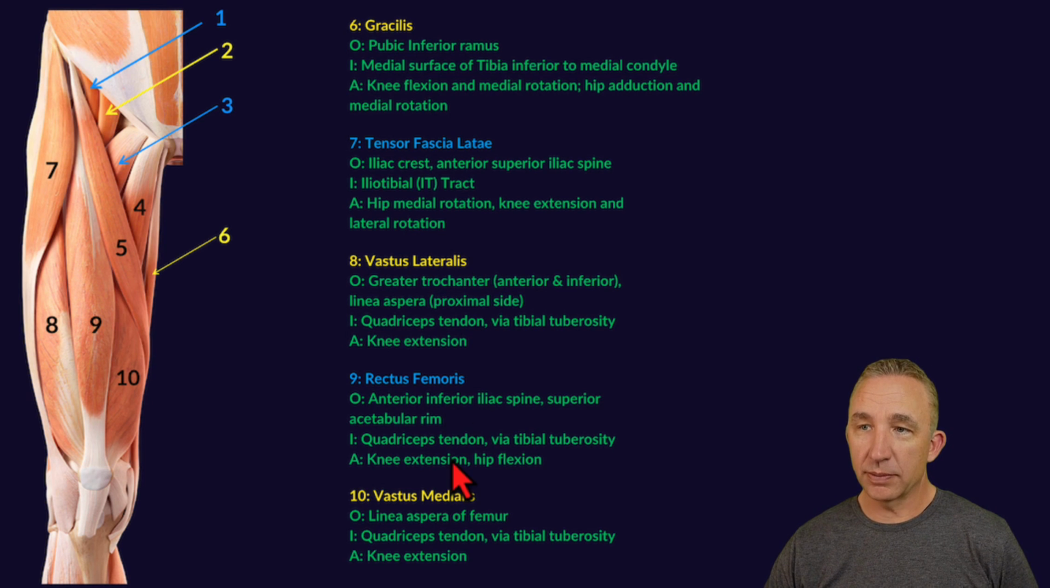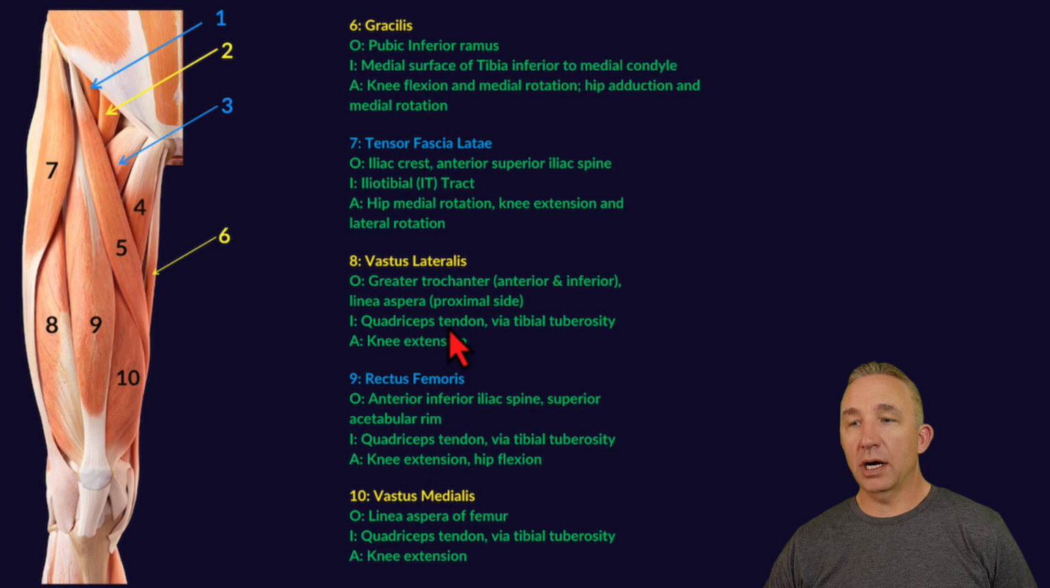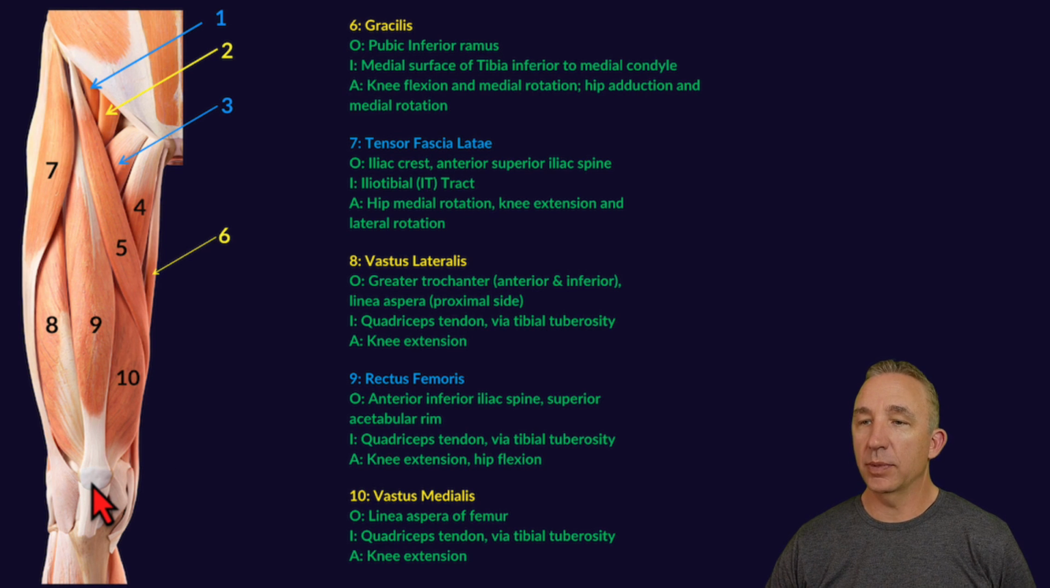And then we get into some of our quads. If you look at our quads: knee extension, knee extension, knee extension. Where are they inserting? They all come together at the quadriceps tendon. So they're all dropping to the tibial tuberosity with one tendon coming down. So a very powerful group of muscles.